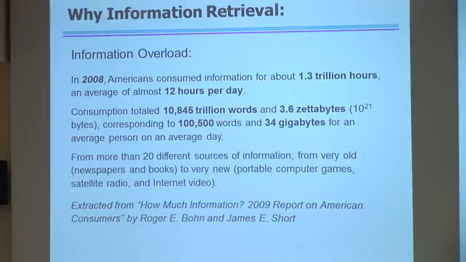So therefore, we have a big problem of information overloading. And we need to find useful information among a huge amount of digital information. There is a study done in 2008 that measures how much information Americans consume in their daily life. I won't talk about the specific numbers, but from this big chart you can tell people consume a huge amount of information. And people consume information from different sources, for example, traditional media like newspapers and books, and also these days social networks, the World Wide Web, and so on and so forth. So therefore, we have too much information.